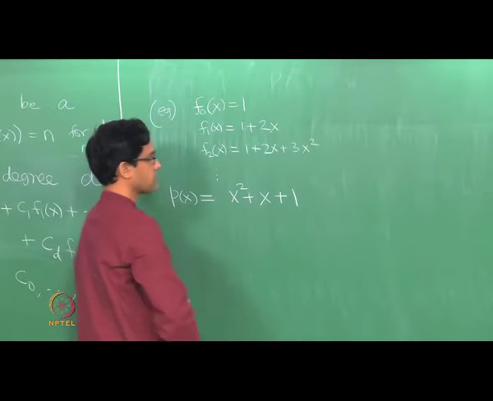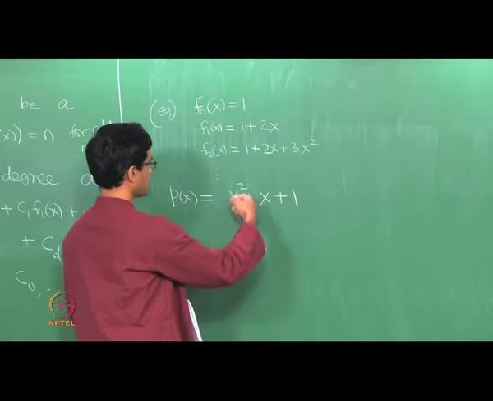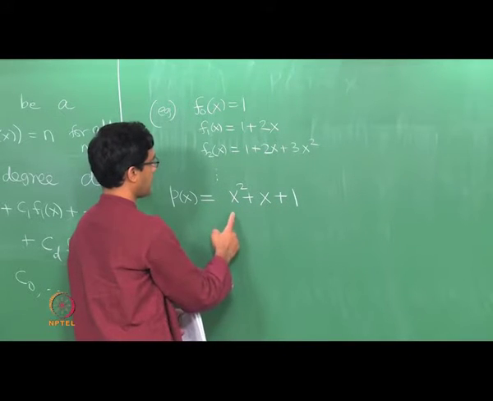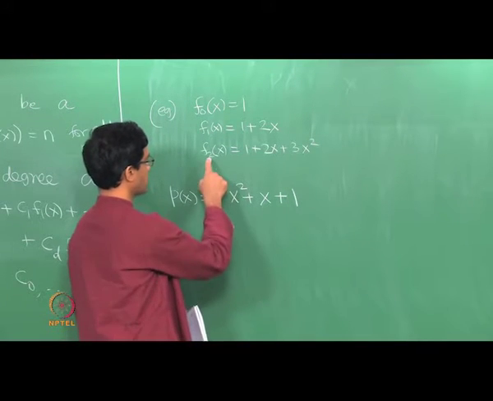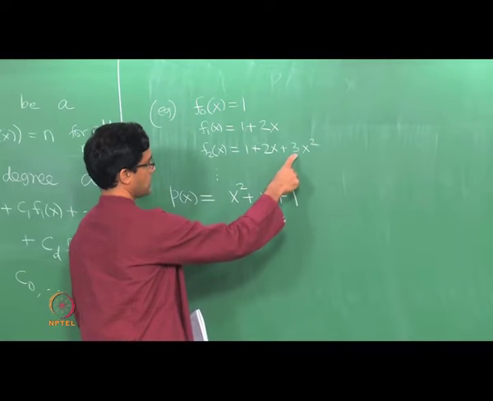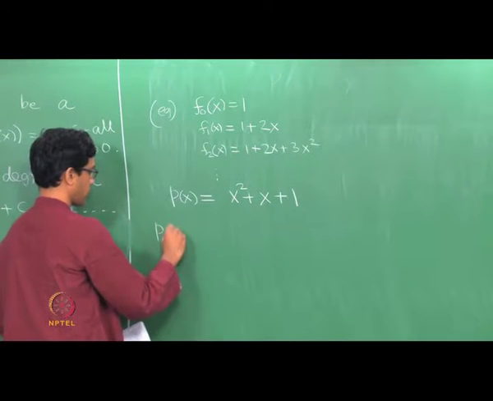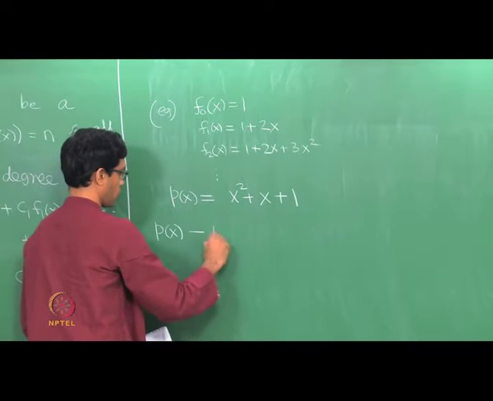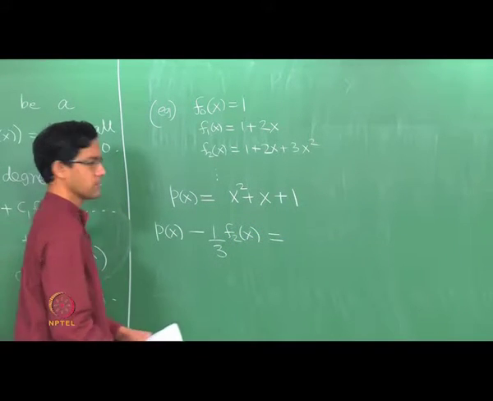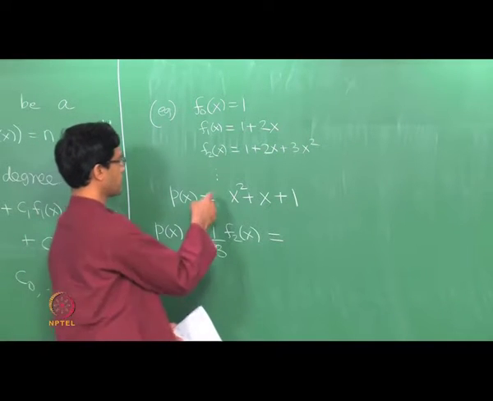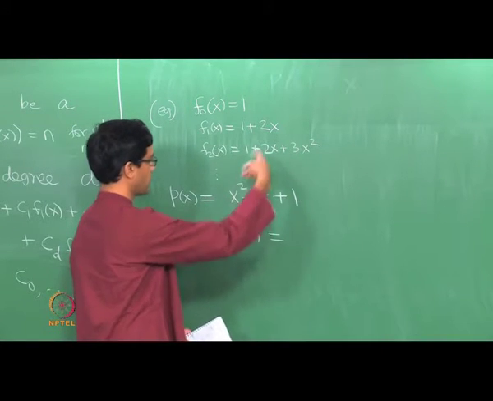There is a very simple algorithm which tells you how to do this. So here is the idea. We try and match coefficient by coefficient starting from the largest. So p of x has coefficient of x squared to be 1, whereas f2 of x, which is the degree 2 guy, has coefficient 3. Okay. So here is what we will do. From p of x, let us subtract out 1/3 of f2. Now the idea behind doing this is, when you subtract 1/3 of f2 of x, the x squared term will cancel between these two.